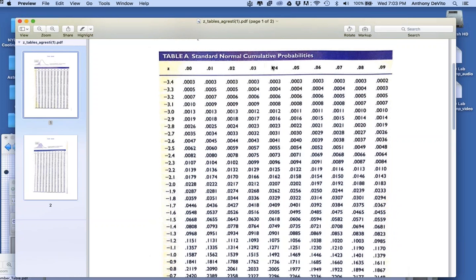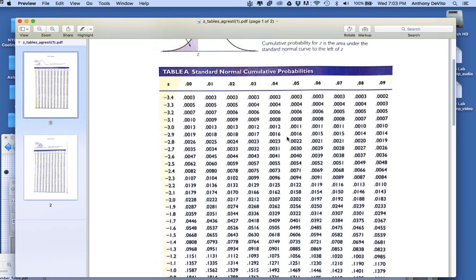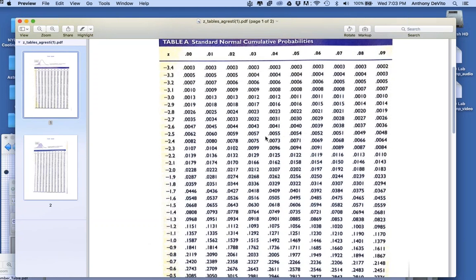1.64 would be what we would use to multiply the standard error for a 90% confidence. How about a 99% confidence interval? That would be 0.5% below on the bottom, 0.5% on the top. So 0.005. That looks like the closest here, about 2.58.